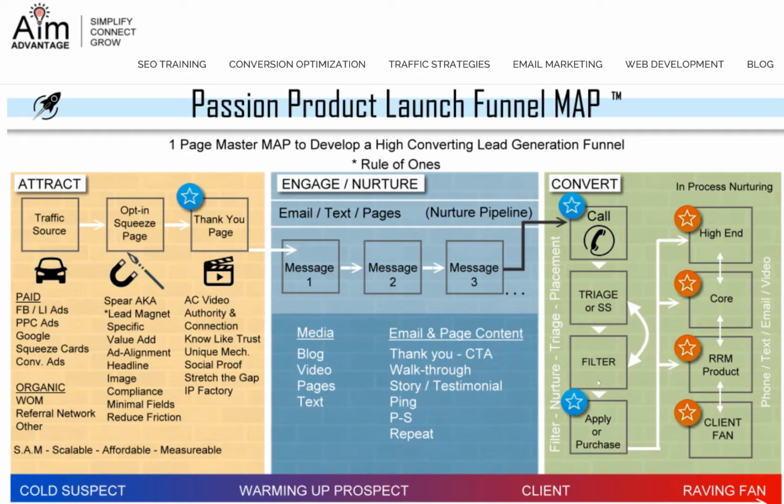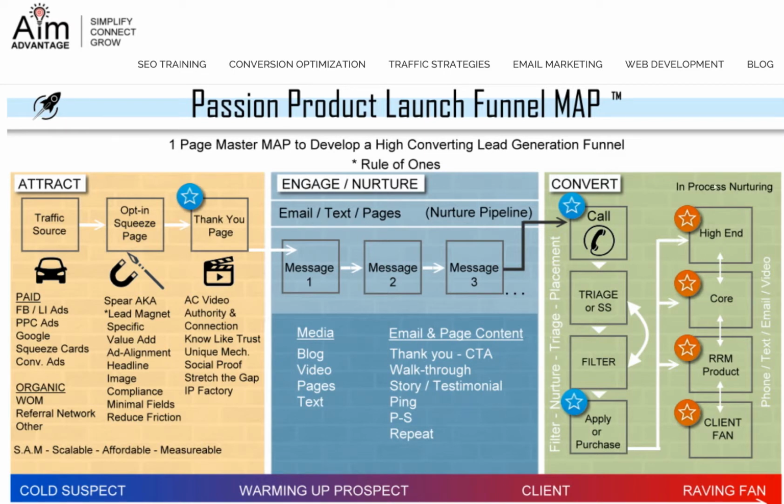We have different ways to filter them, whether you do it before or after a call, and how to set these up in order to make sure that you're getting the maximum value and the maximum service out of your pipeline or your funnel. And then sometimes they might apply for a program, or they might purchase something. When they purchase something, we go through your 7 product pillars.